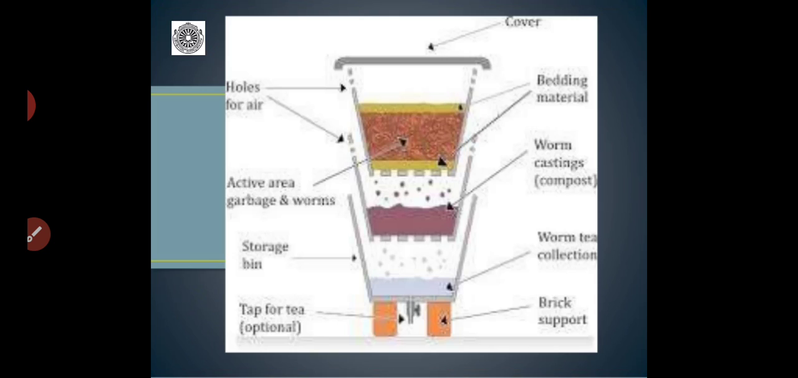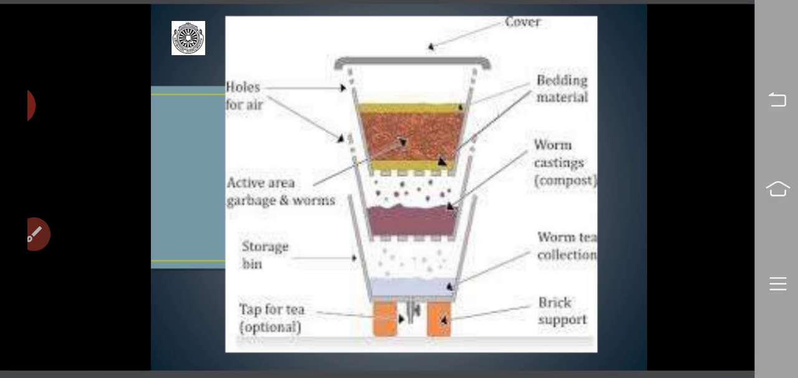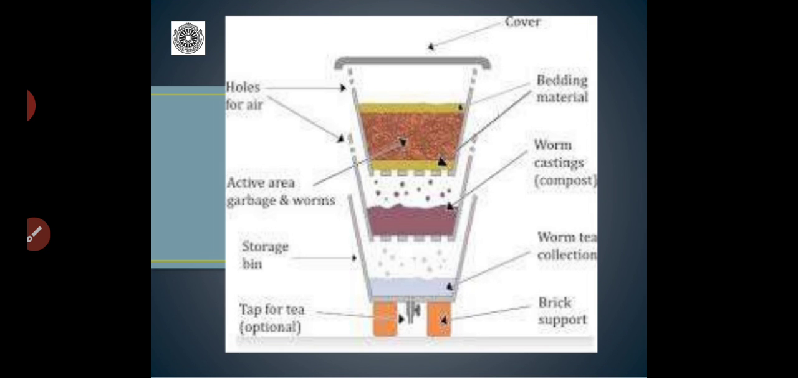And this will contain a bedding material of suitable thickness, and as you see there are earthworms here, below which there will be the worm castings that are being collected. You can clearly make out that in the first container earthworms are being kept, and just below it there will be the collection of the earthworm castings, which is called compost. And this is being collected in the second, or middle, container.